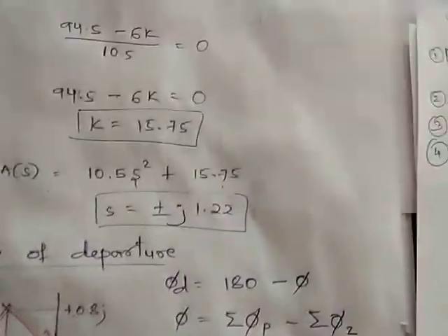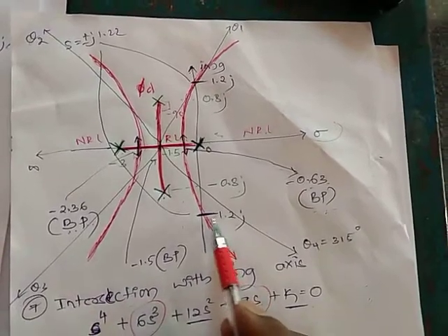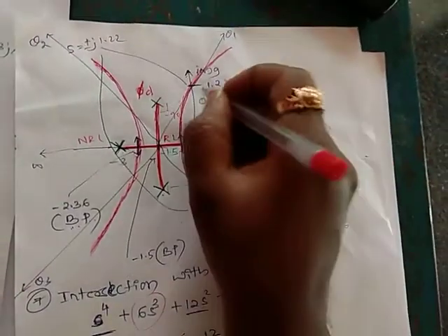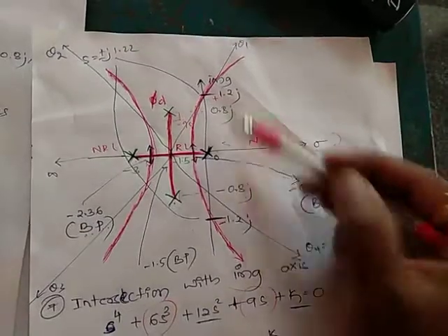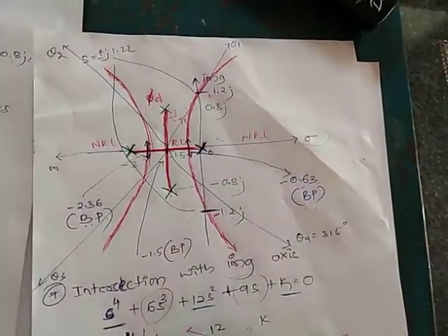So you mark that. See here, s equals minus 1.2 plus 1.2j. I had marked that one and it has been indicated here. Right.